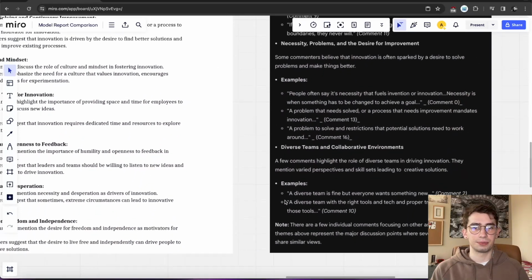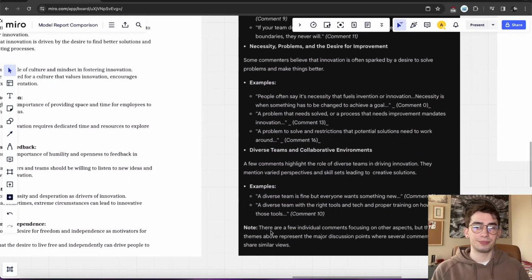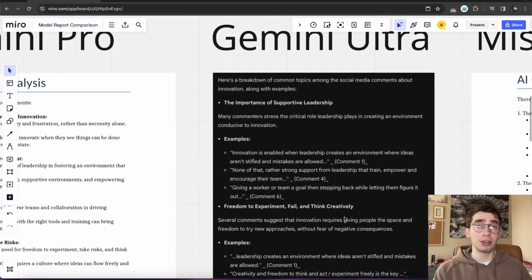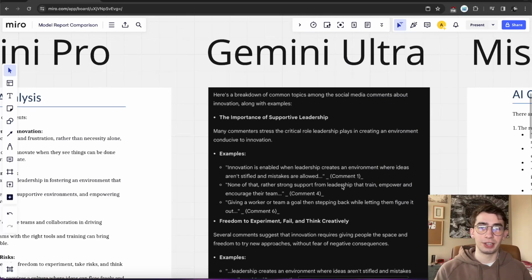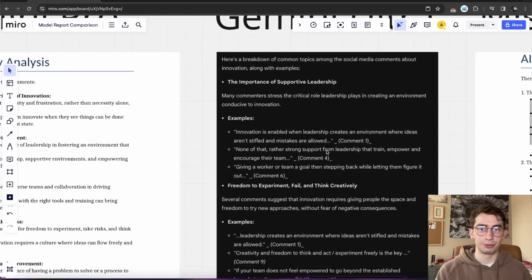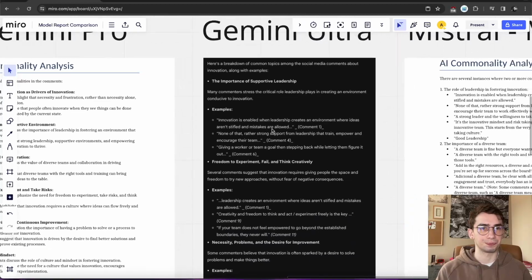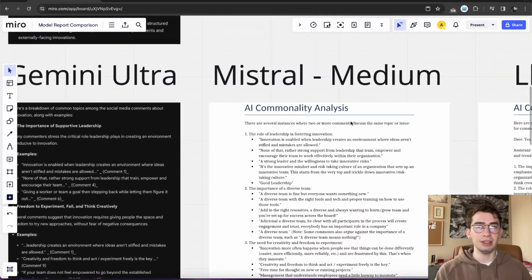Of where this is being discussed. And I do like, however, this note at the bottom that a few individual comments focused on other aspects, but the themes above represent major discussion points where several commenters share similar views. So Gemini Ultra really hit it on the head pretty well with this one, giving me the different excerpts and the different themes here. Moving on to Mistral-Medium.